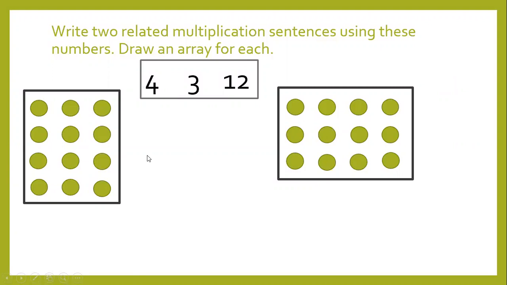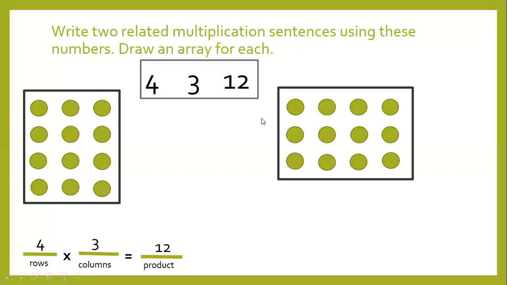So the first array we're going to draw has 4 rows, 1, 2, 3, 4, and 3 columns, 1, 2, 3. So our first multiplication is 4 times 3 equals 12.